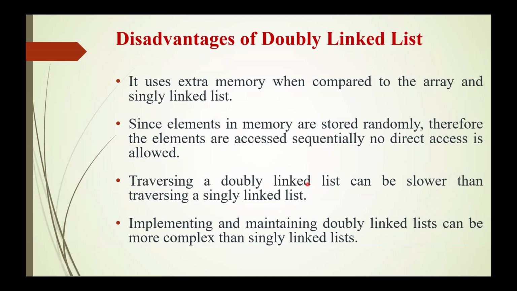Since elements are stored randomly in memory, elements cannot be accessed sequentially or by index. Here we cannot traverse sequentially. We have to go pointer-wise, because all the elements are stored in random places. Traversing in reverse is possible, but the time consumption is more compared to the single linked list. Implementing as well as maintaining a double linked list can be more complex than a single one, because with two pointers, in every operation we have to do more things: not only the next pointer, we have to take care of the back pointer also. These are the disadvantages of the double linked list.